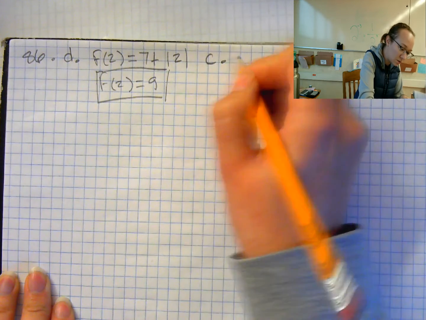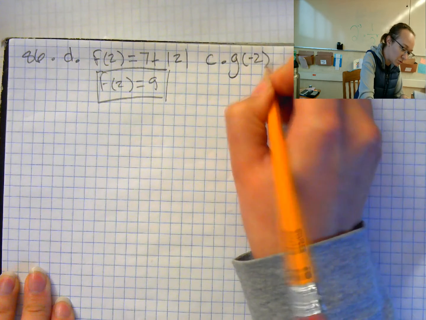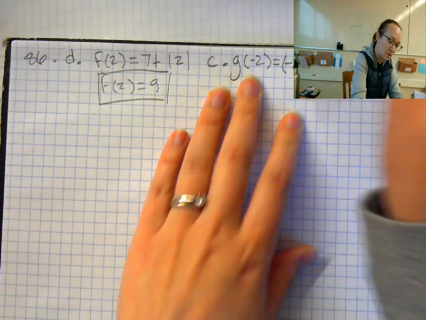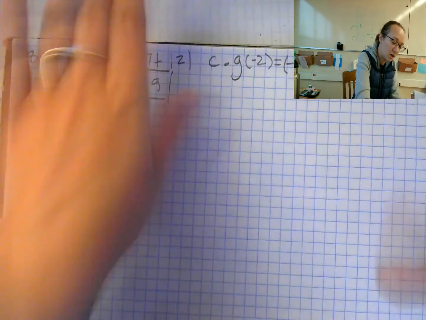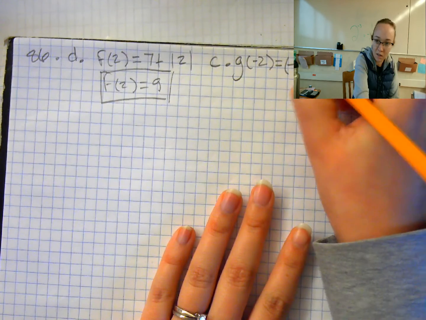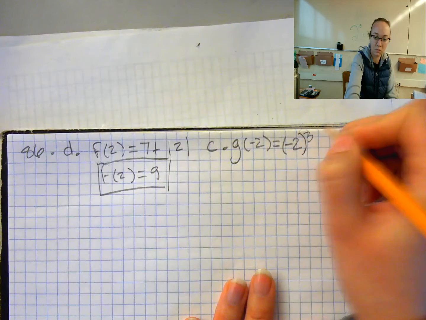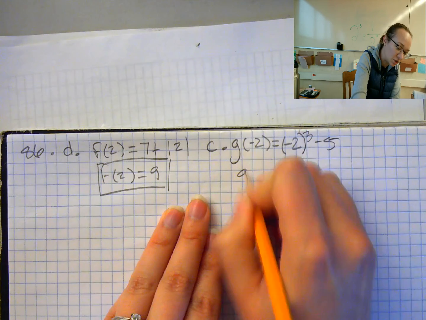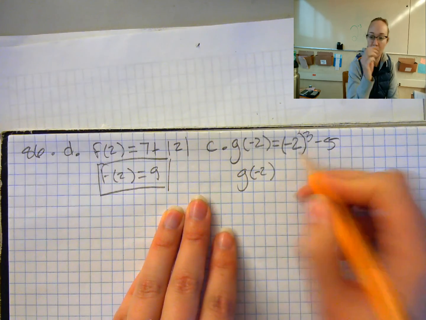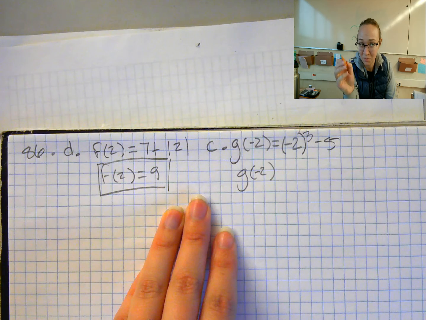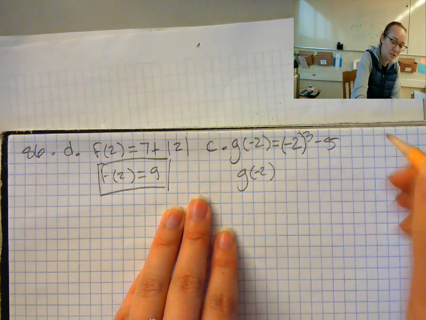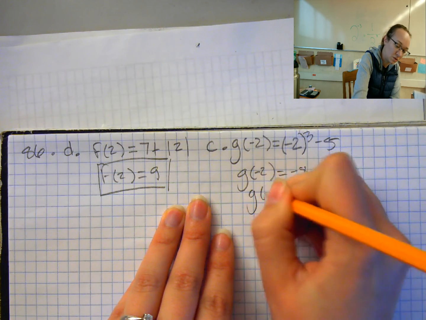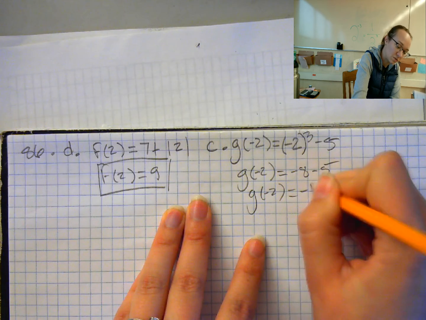For C, we have g of negative 2. So negative 2 cubed, and I'm going to put that negative 2 in parentheses so that I remember to do negative 2 times negative 2 times negative 2. Minus 5. So g of negative 2 equals a negative times a negative times a negative flips all the way back to a negative, right? So that'll be negative 8 minus 5, which gives me negative 13.